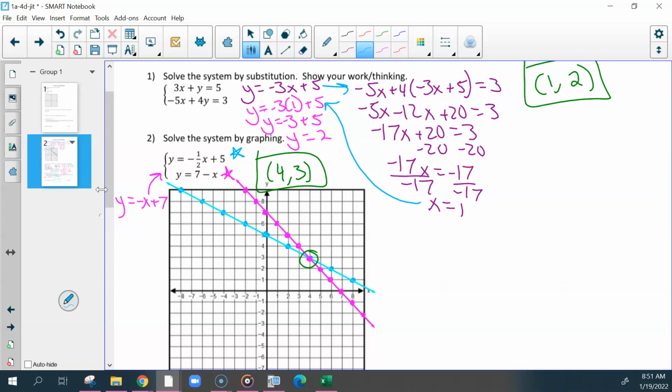And that solution would be 4, 3 when we got them. Did we get that solution? Some yeses, some no's. Anyone have questions on 2? Anyone still need to see 1 or 2?